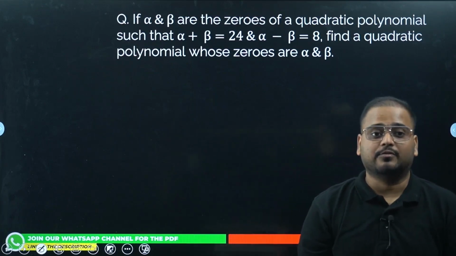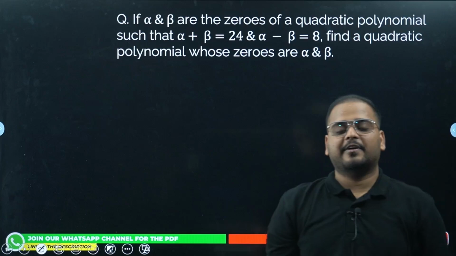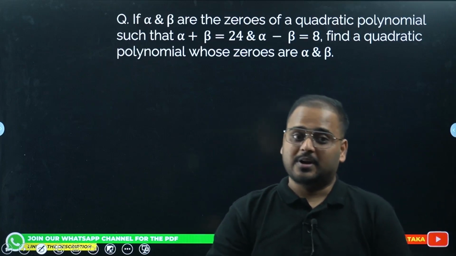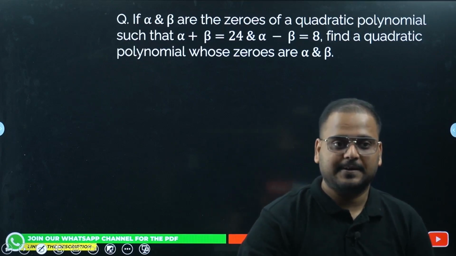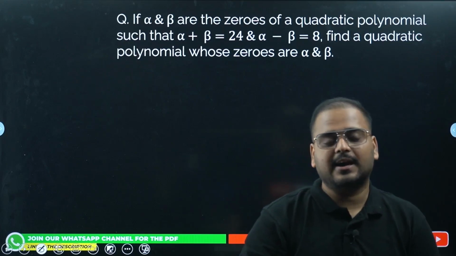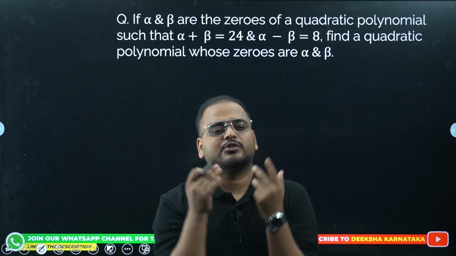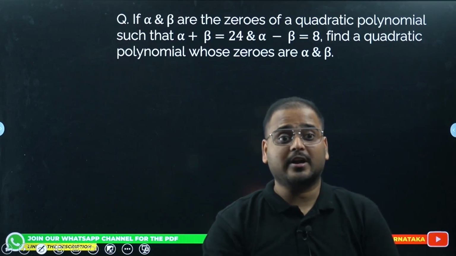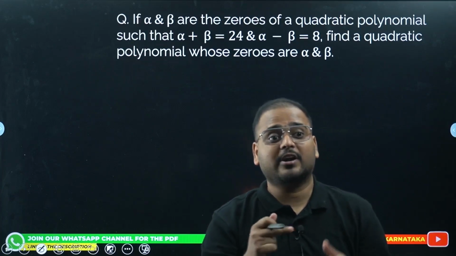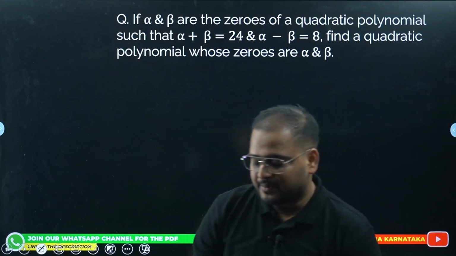This is a question of good level. You need a very good understanding of algebra, factorization and the identities to solve this question. We'll see. Now they're saying that if alpha and beta are zeros of some quadratic polynomial, where the sum is 24 and the product is 8, find the quadratic polynomial whose zeros are alpha and beta.